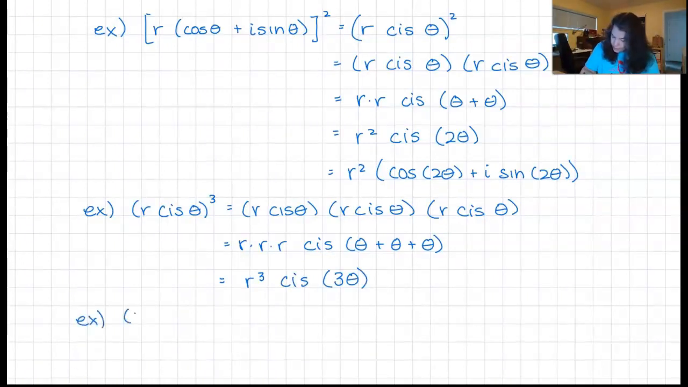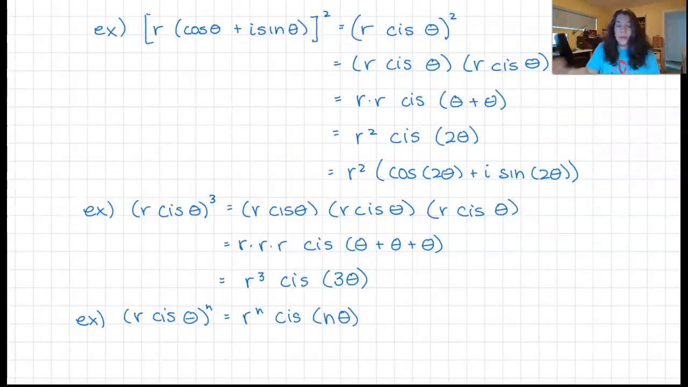If you have r cis theta to the nth power, pause the video if you want, think about what that would be. And if you were thinking r to the nth, cis n theta, then you were right. And you can see that it works out.